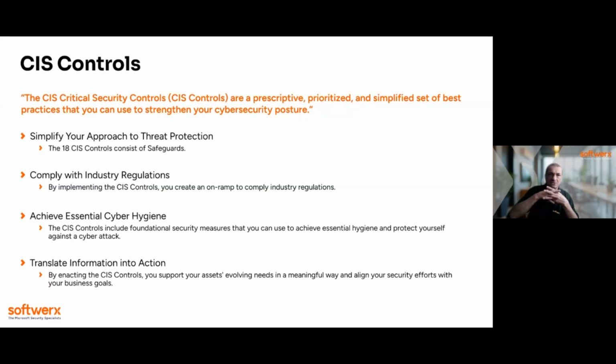So the 18 CIS controls, this is referring to the full scan, each require you to perform particular actions. The point of this is to try and simplify the approach to give you guidance of steps you need to take to put in a structure that you can follow.